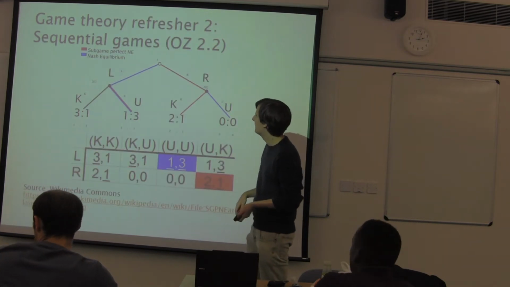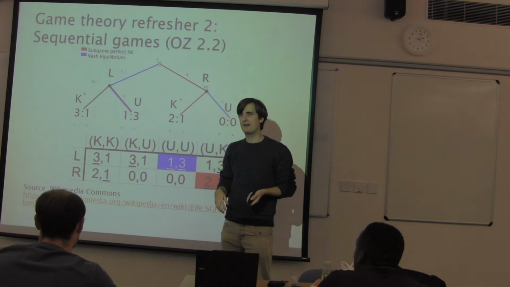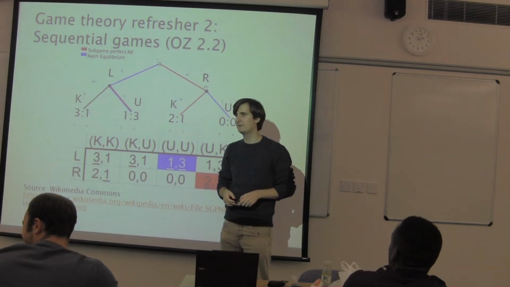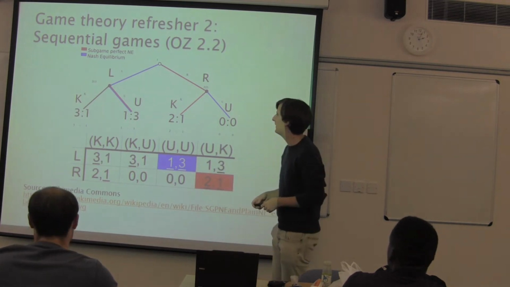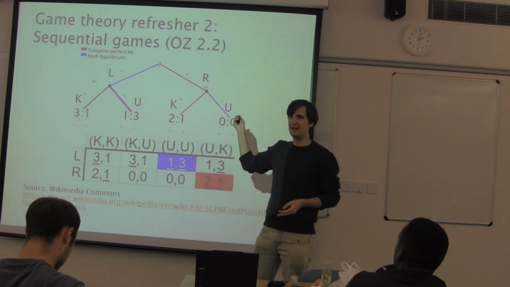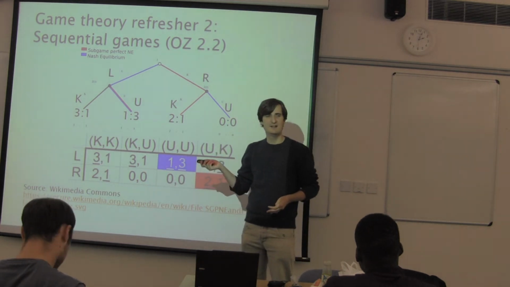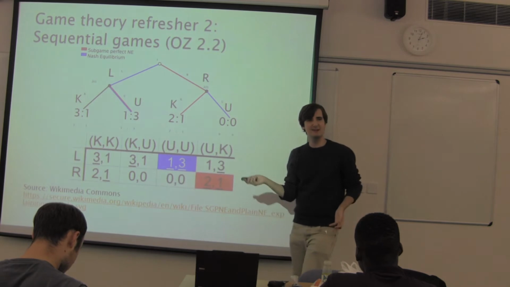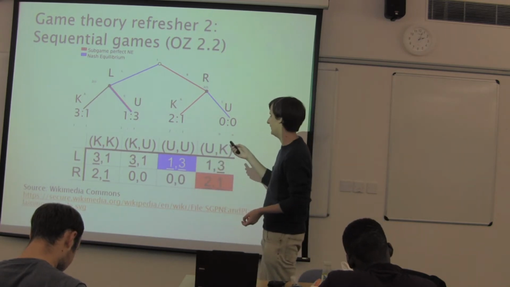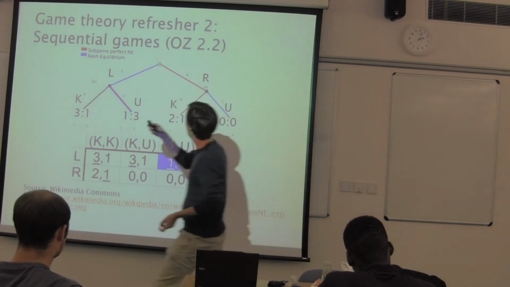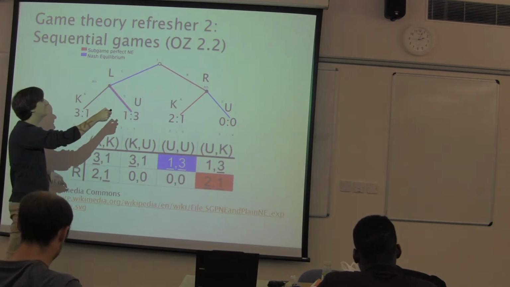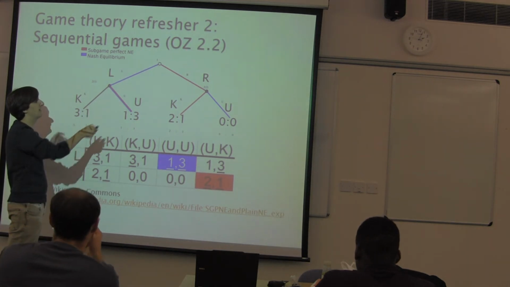So, have you seen sequential games, extensive form games before? Hopefully you have, so this is just a reminder. This is just a game that I stole off Wikipedia. It's not a particularly interesting game, but it illustrates the concept of subgame perfect Nash equilibrium. There are two players in this game. Player 1 gets to choose first, so he interestingly gets to choose left or right.